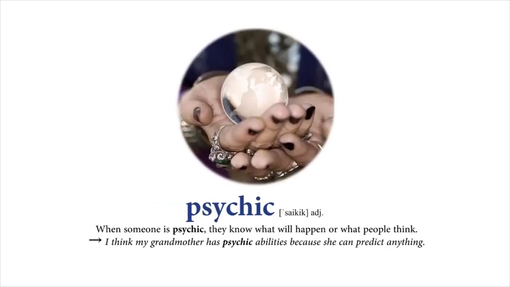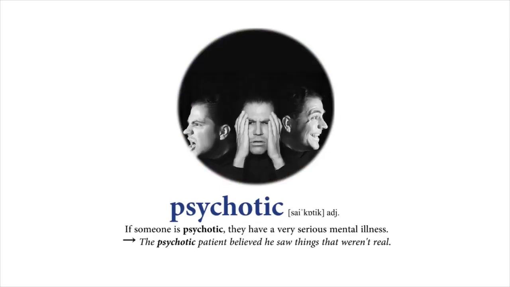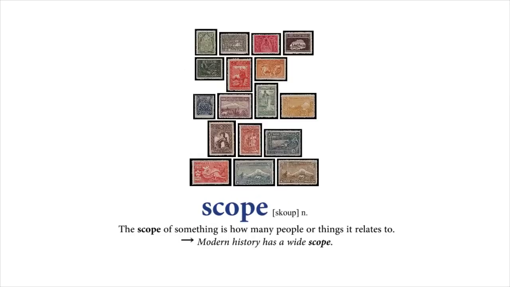Psychic. When someone is psychic, they know what will happen or what people think. I think my grandmother has psychic abilities because she can predict anything. Psychotic. If someone is psychotic, they have a very serious mental illness. The psychotic patient believed he saw things that weren't real. Scope. The scope of something is how many people or things it relates to. Modern history has a wide scope.